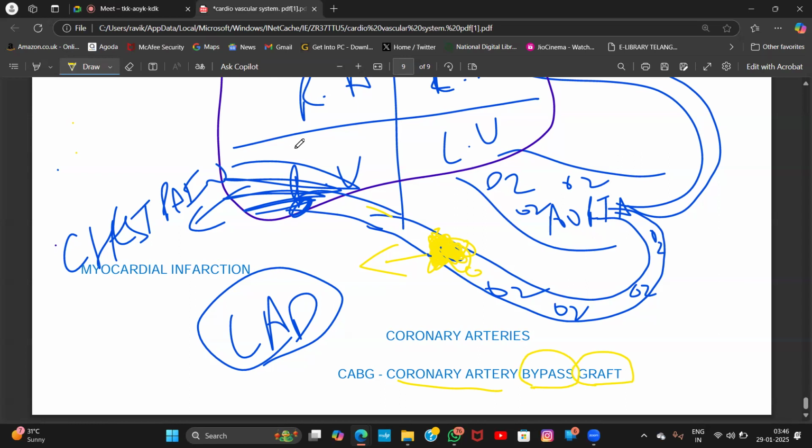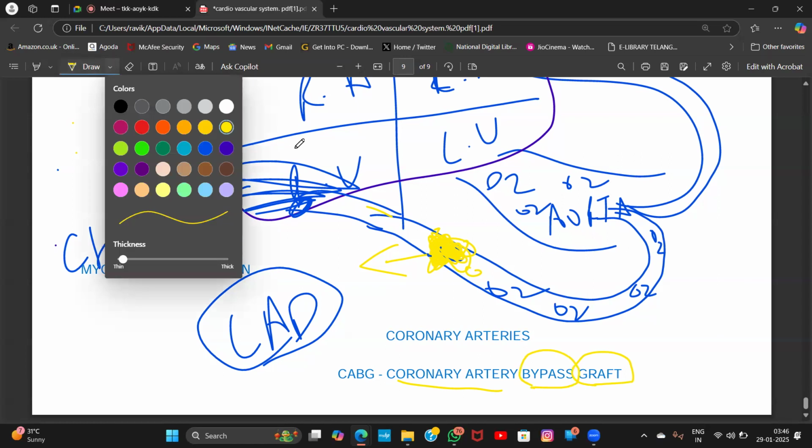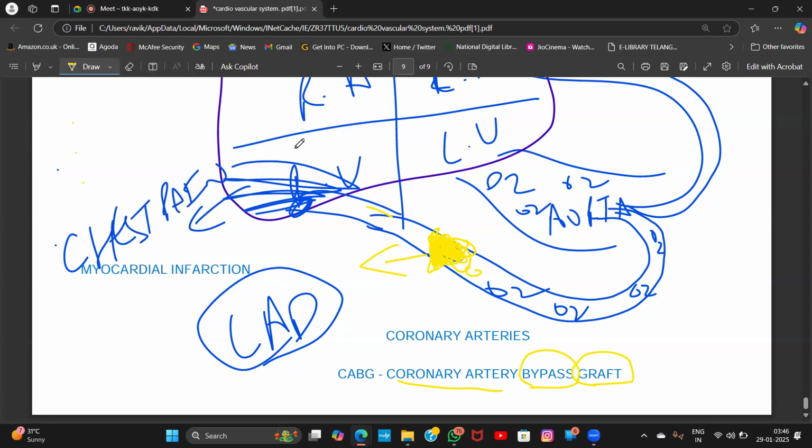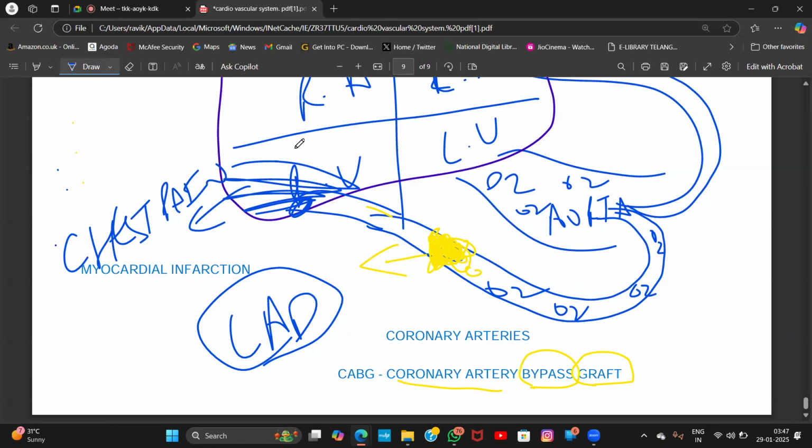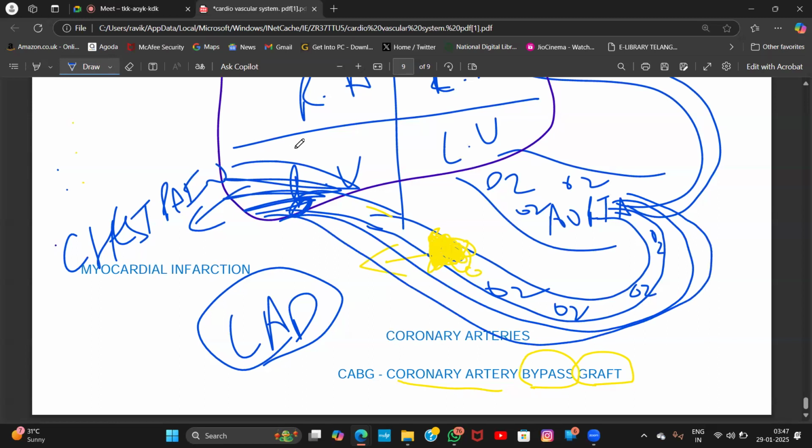Likewise, due to the damage of the total blood vessels of a coronary artery, the physician takes a graft from another artery, from any side of the body, like the femoral artery, any artery from the leg or thigh region. He removes an artery and creates an alternative route for this coronary artery. That procedure is called, what's the procedure? CABG.